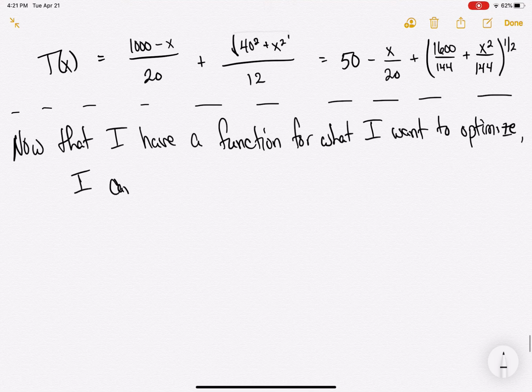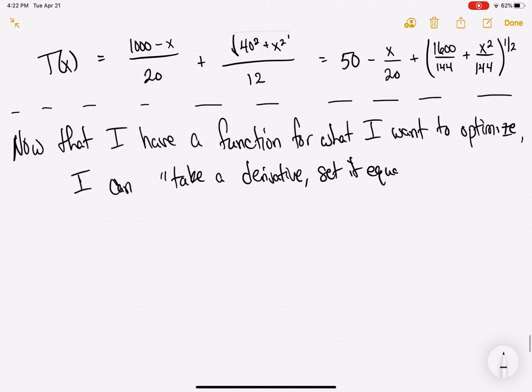I can take a derivative, set it equal to 0, and solve for x. So let's do it.